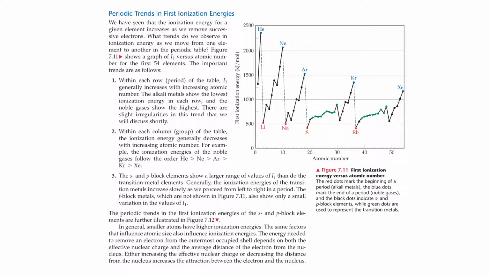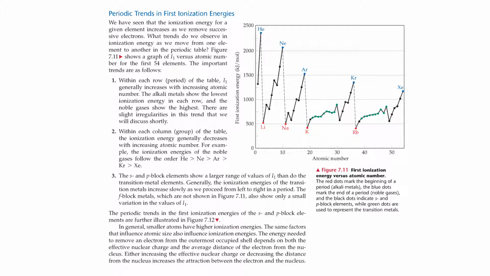Number 3. The s and p block elements show a larger range of values of I1 than do the transition metal elements. Generally, the ionization energies of the transition metals increase slowly as we proceed from left to right in the period. The f block metals, which are shown in Figure 7.11, also show only a small variation in the values of I1. The periodic trends in the first ionization energies of the s and p block elements are further illustrated in Figure 7.12.